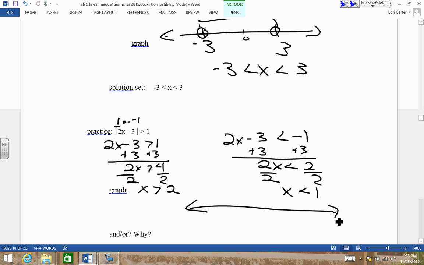On the number line, we have 1 and 2. So if we look at this, x is greater than 2. Open or closed? Open. To the other one? Open to the left. And or? Or. Okay, how would you write it?